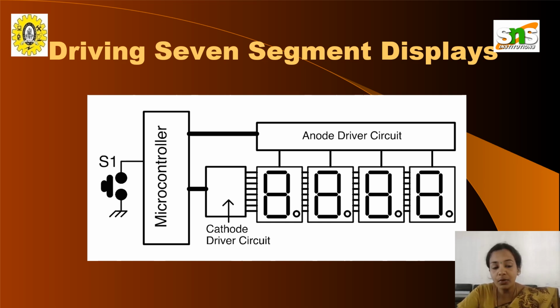Here the microcontroller will have a switch S1. It will be connected with the cathode driver circuit and then the anode driver circuit. The anode driver circuit will be connected with the 7-segment display to display the output. So this is the physical interfacing. These are a few of the circuits in physical interfacing of a microcontroller with drivers and with transistors.